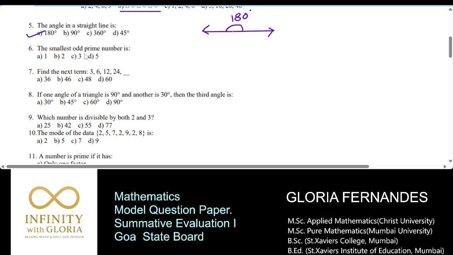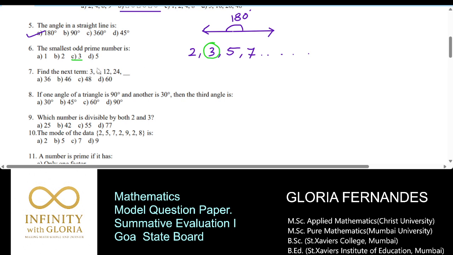Next, the smallest odd prime number. How do we start with the prime numbers? 2, 3, 5, 7 and so on. Now here they want the smallest. The smallest prime number is 2, but they want odd. 2 is an even number. So the smallest odd prime number is going to be 3 because 3 is odd as well as prime. Got it?